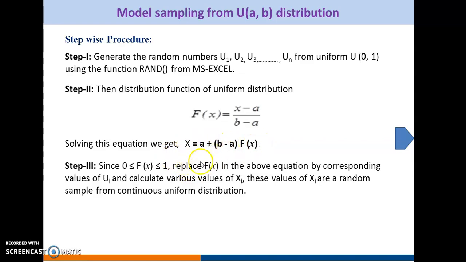As we know, by the property of distribution function, the distribution function always lies between 0 and 1. So the random number which is generated in the first step from uniform (0, 1), which also lies between 0 and 1, can be replaced over here as F(x). And using this F(x), now you can generate a random sample from X which follows uniform over (a, b) by using this formula. So let us do this procedure.